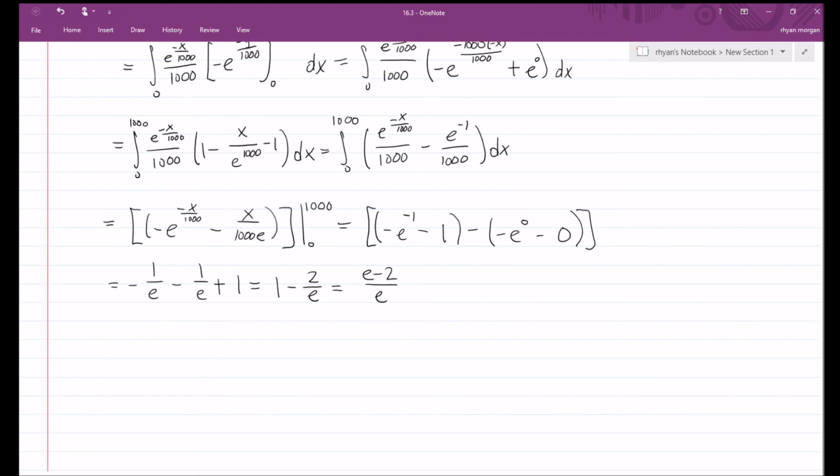Therefore, the probability that the bulbs will both go out in a matter of 1,000 hours is e minus 2 over e, or approximately 0.264. This probability is much lower than in the first one, because in the first one, the two bulbs were going out separately, meaning that one bulb would go out in 1,000 hours and another bulb would go out in 1,000 hours, and it was the probability that both of them would go out within their own time periods of 1,000 hours, while this one, both of them have to go out within the same time period of 1,000 hours. Therefore, the probability would have to be lower.